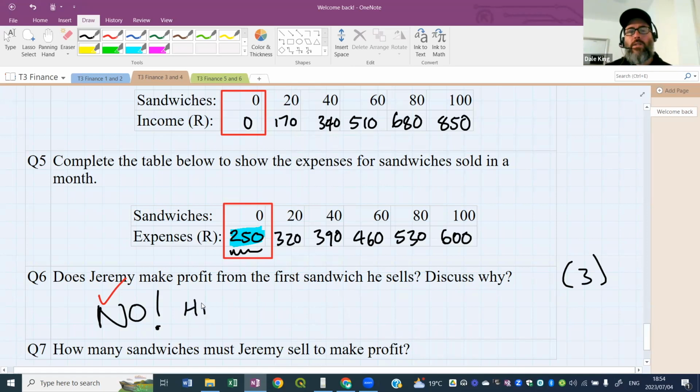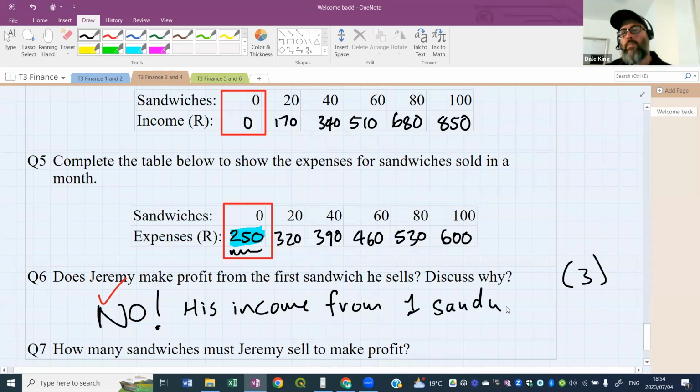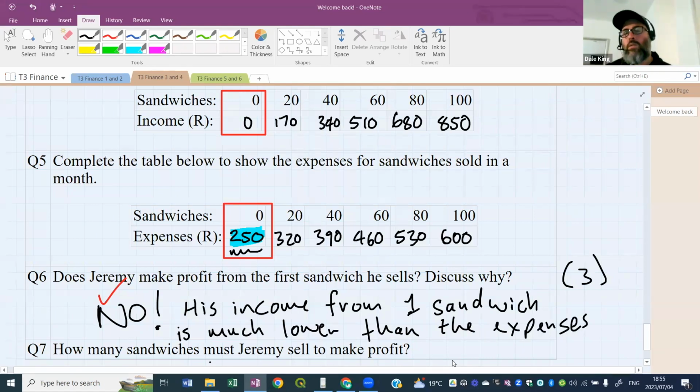I'll say here his income from one sandwich is much lower than the expenses, let's say expenses due to fixed expenses. Oh, my handwriting is atrocious. It's holiday handwriting, guys.